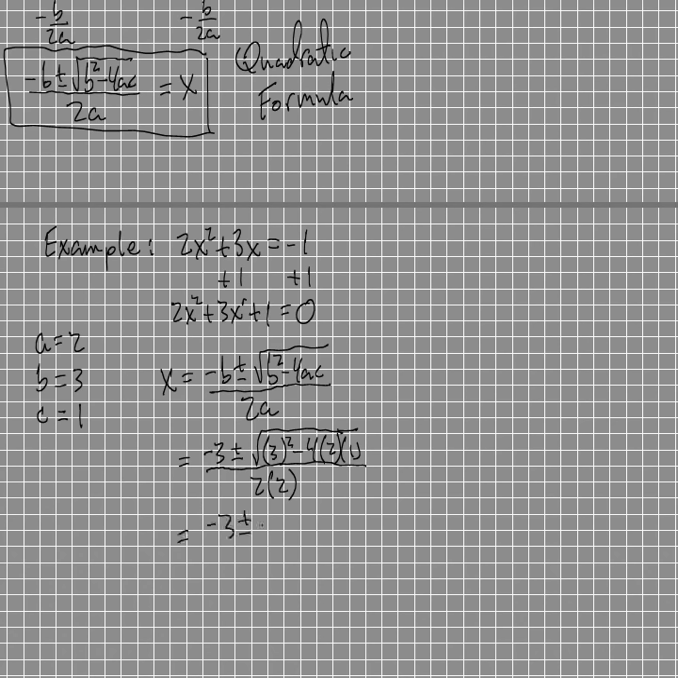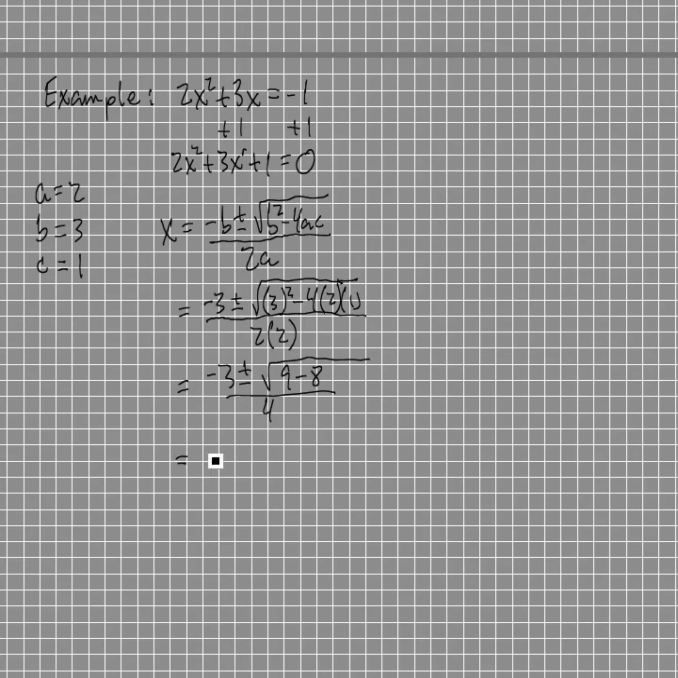Now we simplify. 3 squared is 9. 4 times 2 times 1 is 8. 2 times 2 is 4. Nine minus 8 is 1. Square root of 1 is 1. Notice all of these are whole numbers, so we can split them up. That is, if you get a radical that can't be simplified, you can leave the answer in this form, but we didn't. We got a whole number from that square root.